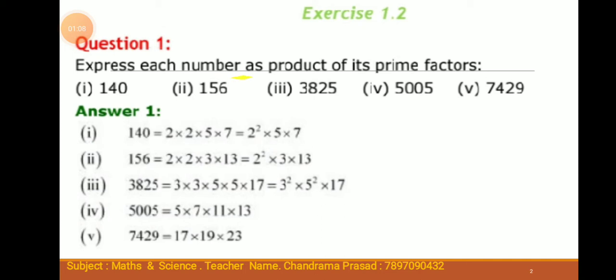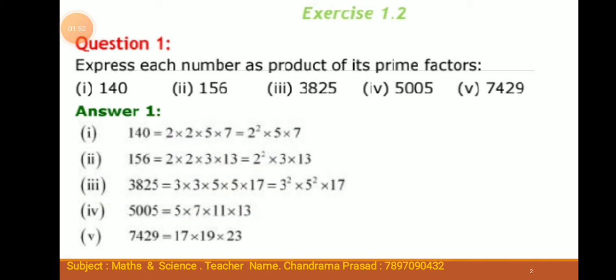Express each number as a product of its prime factors. The numbers are 140, 156, 3825, 5005 and 7429. Solution. First, 140 equals 2 into 2 into 5 into 7. This can be written as 2 power 2 into 5 into 7. This is the prime factorization of 140.